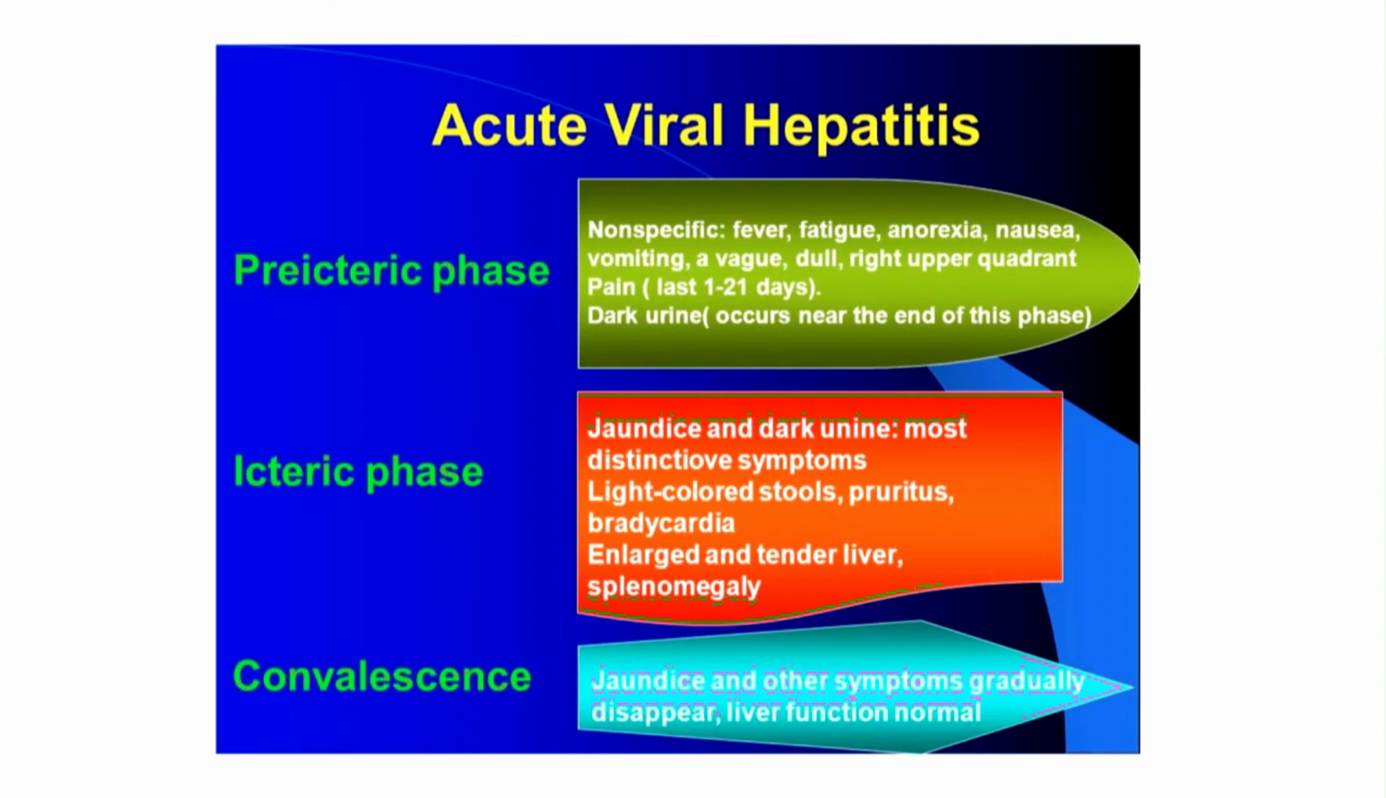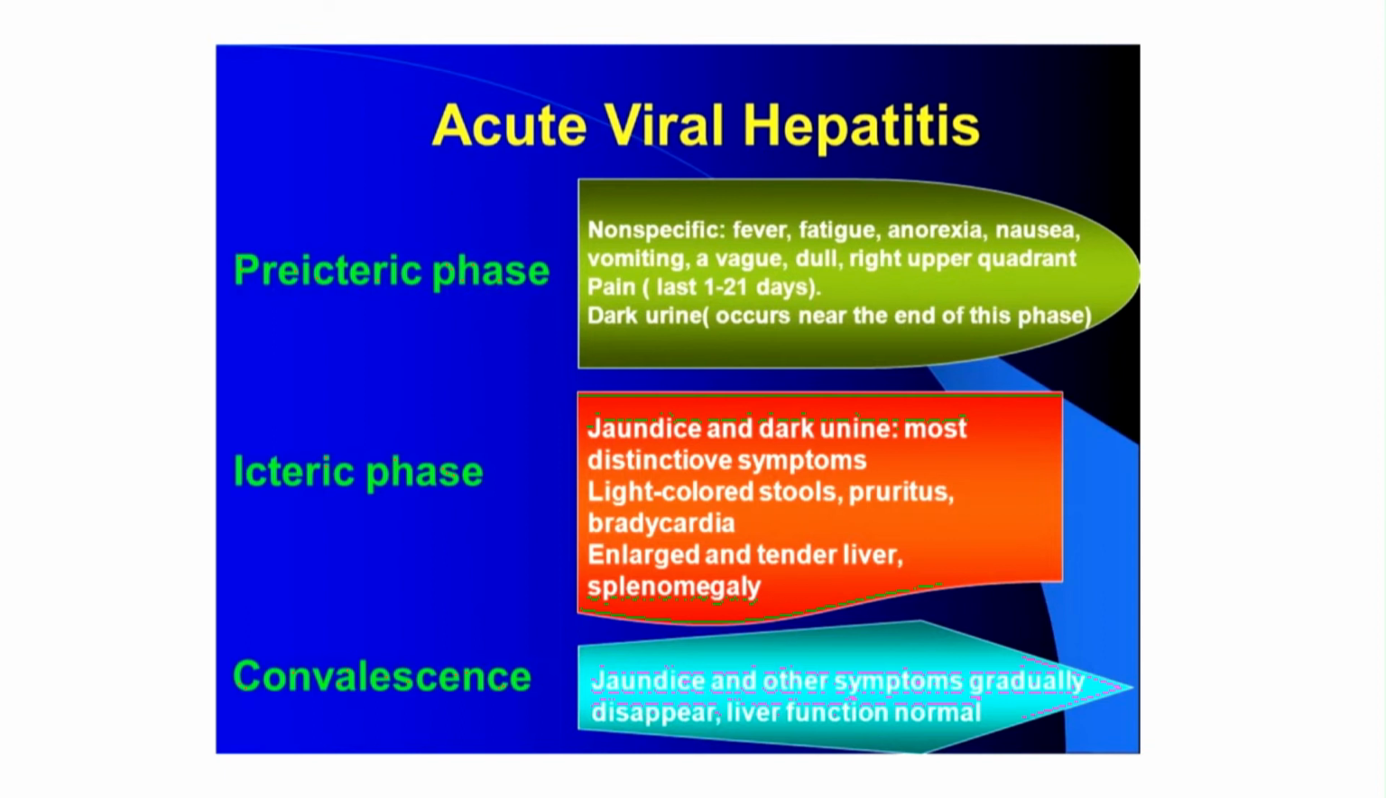For example, in the sclera of the eyes and the mucous membrane of the oral cavity, there is yellow casting of the eye. We will see this in another slide. In the icteric phase, there is jaundice and dark urine, and this is the most distinctive symptom. Also light colored stool, pruritus or itching, bradycardia, hepatomegaly and splenomegaly.